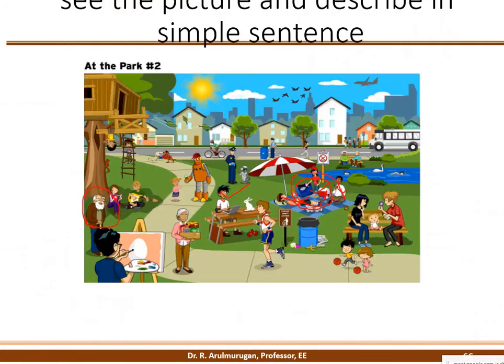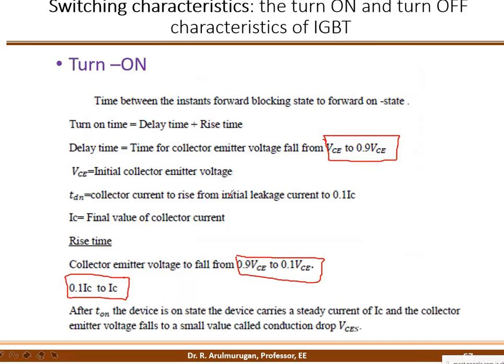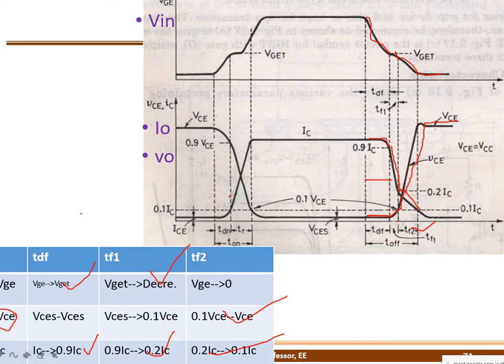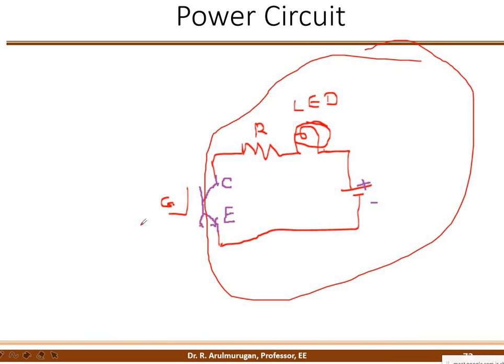So what are the characteristics you are seeing? This is the characteristics you have seen. This characteristics you will practically implement. What did you do for the MOSFET? The same method you will do for the practical implementation. So I have developed this type of diagram. This is called a power circuit diagram. See that the IGBT symbol is used in a power circuit diagram.